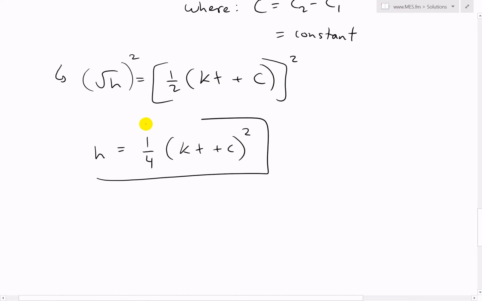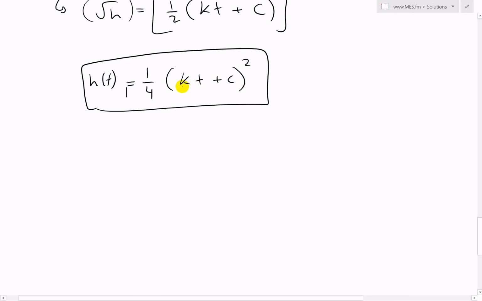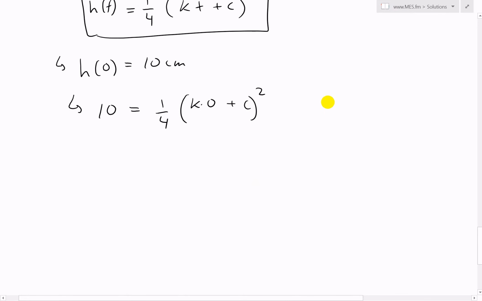So this is a function of t, the height is a function of t. h of t is equal to this right here, and that has the constants. Now we can begin to solve for k and c, because we have 2 unknowns, k and c, but we also have two known values. That's h of 0 is equal to 10 centimeters, our initial value. So when you plug that in, 10 centimeters is equal to 1 over 4 times k times 0 plus c, squared, so that goes to 0.